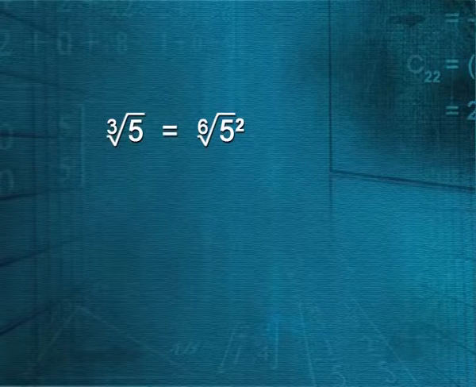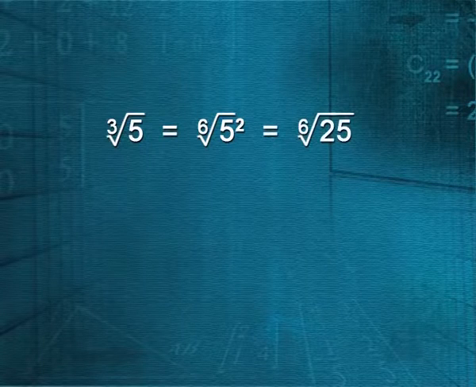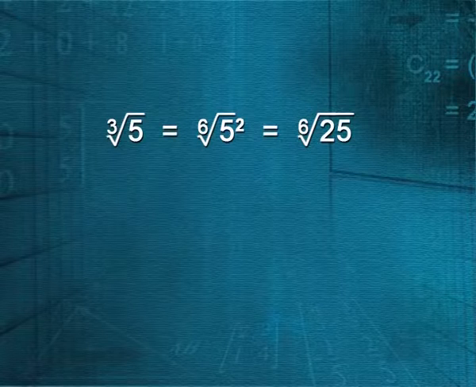Example first is cube root of 5. Here the index of the surd is 3 and the index of the radicand is 1. If I multiply the index of the surd by 2, that is 3 multiplied by 2, the index of the radicand will also be multiplied by the same number 2 here. So, it will be 6 outside and inside you will have 5 raised to power 2, which is equal to 5 into 5 or 25. Therefore, cube root of 5 can be written as 6th root of 25.